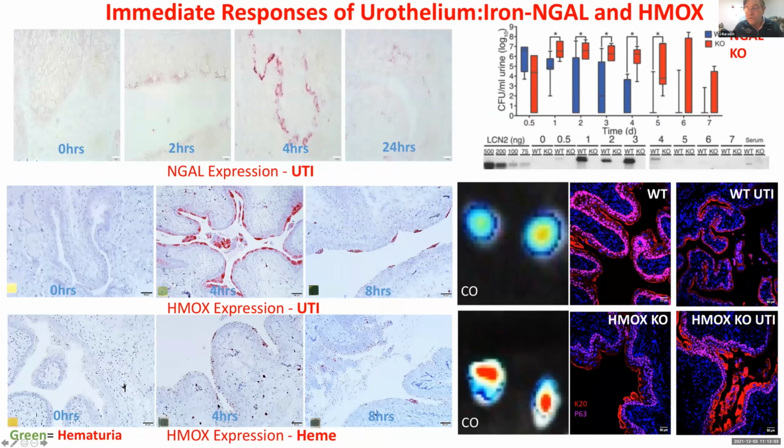Go across towards the right side. We invented a probe for carbon monoxide. It's the red signal at the bottom in the middle panel there. Next slide. And if you look at the hemox knockout, you can see that the cells are beginning to shed at steady state. And when you add a UTI, all the way at the bottom on the right, you can find that the cells are rapidly shed. So both NGAL and hemox are necessary proteins in the early responses of the urothelium.